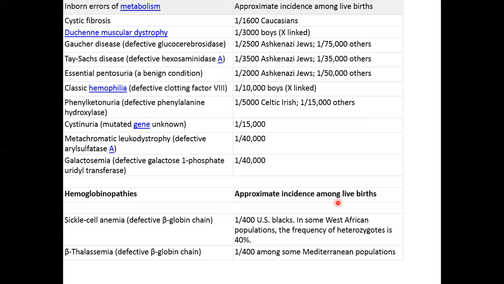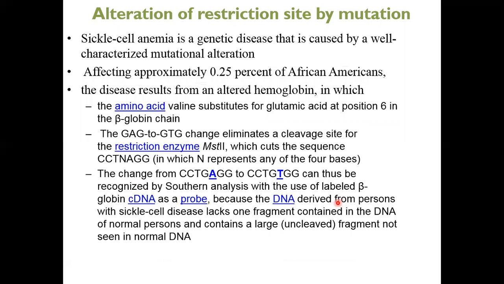These are the diseases and their approximate incidence among live births: cystic fibrosis, one in 1600 Caucasians; muscular dystrophy, one in 300 boys, an X-linked disease; Gaucher disease, one in 2500; and sickle cell anemia, one in 400 US blacks and in some West African populations, and so on and so forth. Alteration of restriction sites by mutation.